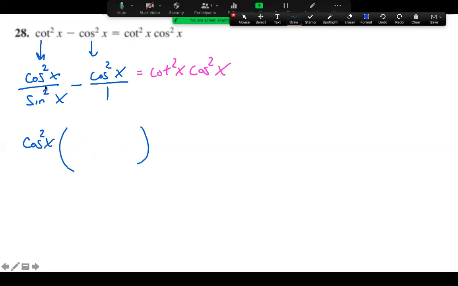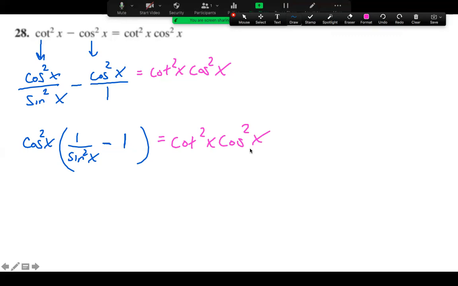If I pull that out, then I have my sine squared in the denominator still, but I have 1 over that, right? Because if I distributed this back, I'd get back to here. Minus, since I factored out cosine squared x, I ask myself, cosine squared x times what brings me back to cosine squared x? And of course, that would be a 1. So now, ultimately, that has to equal cotangent squared x times cosine squared x.